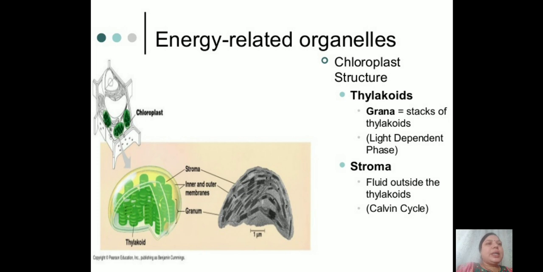Chloroplast structure contains grana. This grana is a stack of thylakoids. Thylakoids are coin-shaped structures arranged one above the other. Stroma is a fluid-like substance which is present outside the thylakoids. So thylakoids or grana are the site of the light-dependent reaction, whereas stroma is the site of the dark reaction or Calvin cycle.